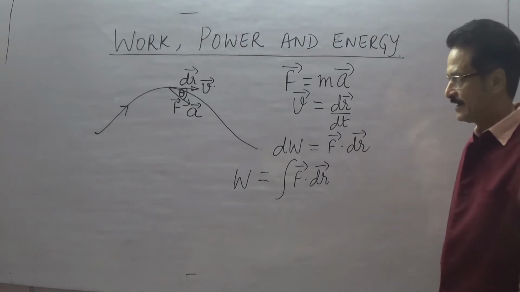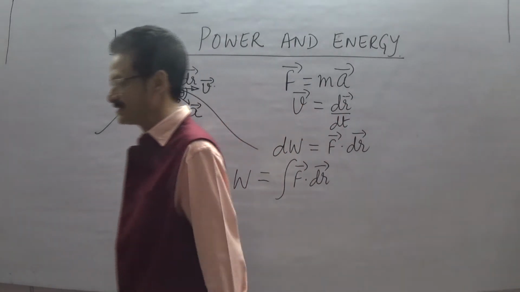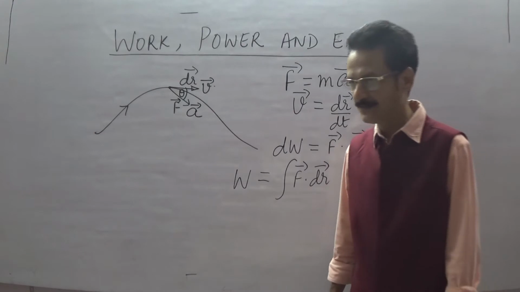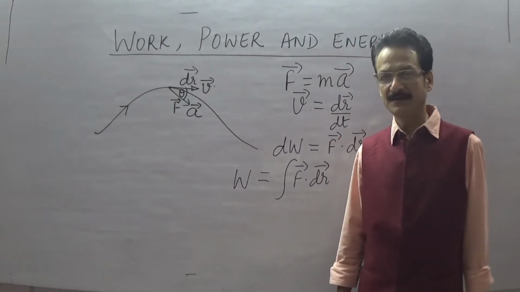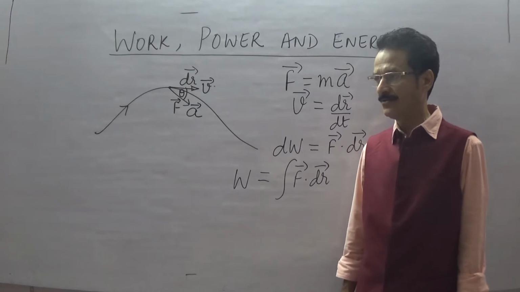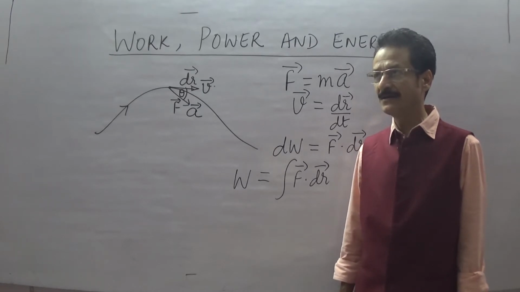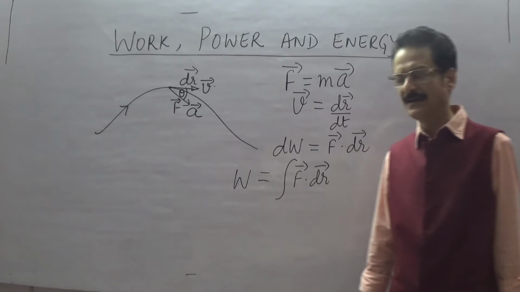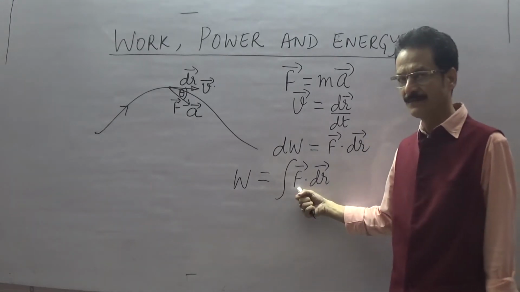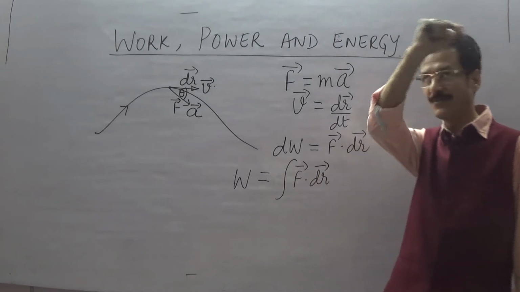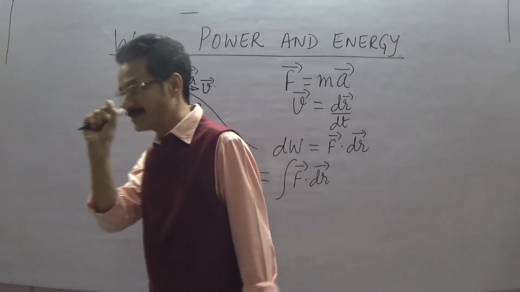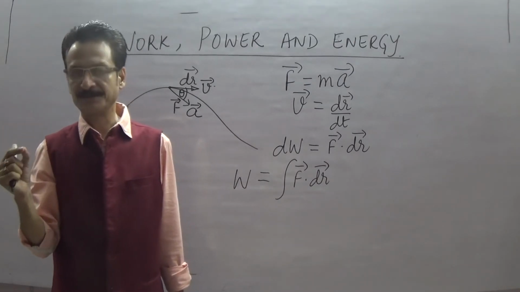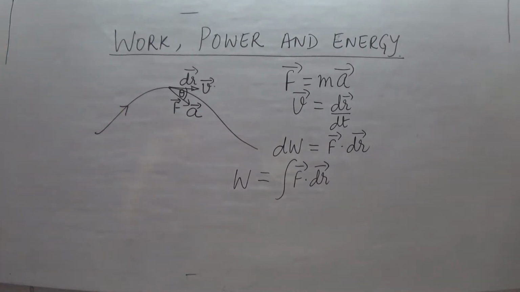But to get a better picture of the concept of work, we will dwell into some examples, and those examples will make the concept clearer. But before embarking upon the examples, let us see what happens if this force is a constant force. We are imagining that a body is moving along an arbitrary curve and a constant force is acting on the body. Then we would like to explore what happens.